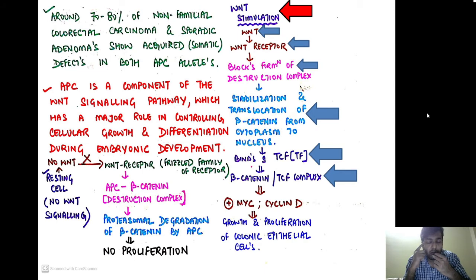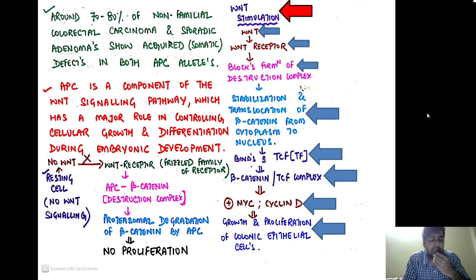At the level of the nucleus, they are going to stimulate further transcription factors like MYC and cyclin D, and you all know that this MYC and cyclin D stimulation will lead to growth and proliferation of the colonic epithelial cell. So this is all that is happening normally when there is a WNT pathway stimulation. This is how there is a growth and proliferation of colonic epithelial cells.